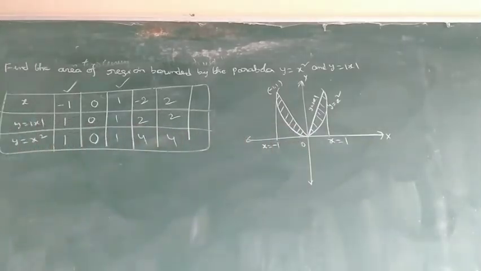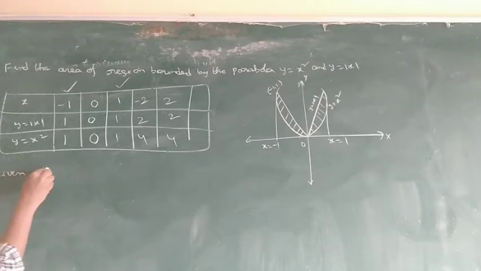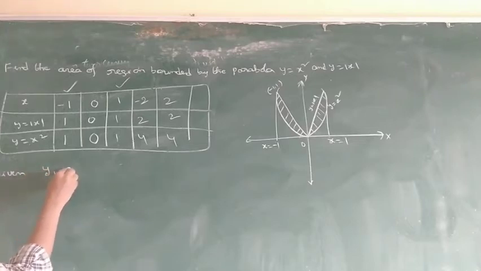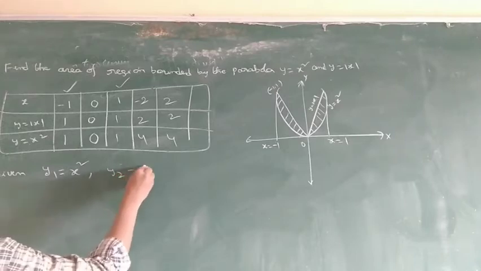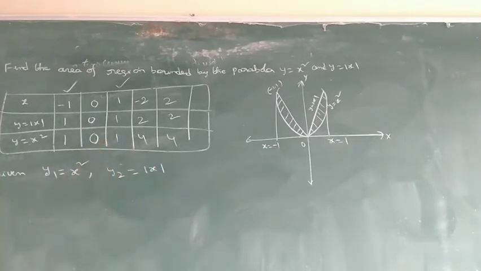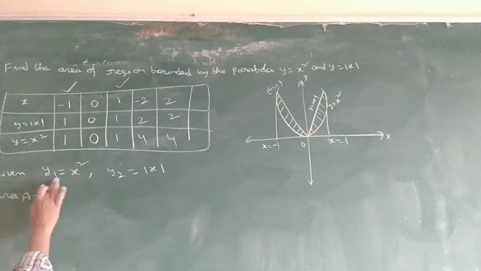So, area, given y1 is equal to x square, y2 is equal to mod x. For example, say area A is equal to, what are the limits? Minus 1 to 1.